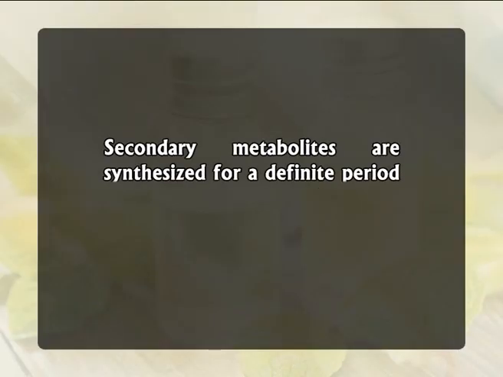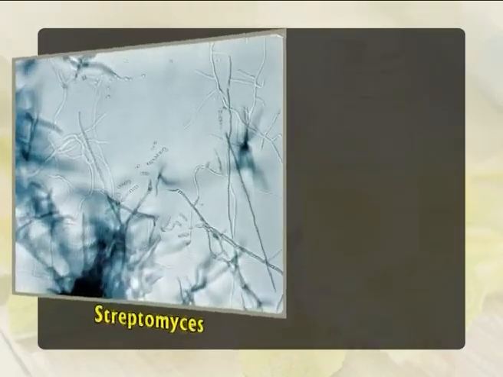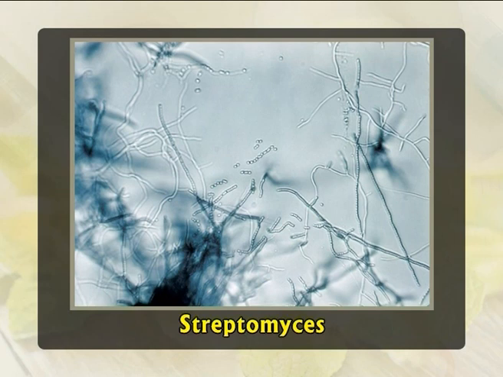Secondary metabolites are synthesized for a definite period by cells that are no longer undergoing balanced growth. A single microbial type can produce very different metabolites. Their production is regulated by complex biochemical pathways, and some strains can produce a variety of idiolytes. For example, a strain of Streptomyces can produce a variety of 35 anthracyclines. Examples of secondary metabolites from the microbial world are antibiotics, toxins and pigments, to name a few.